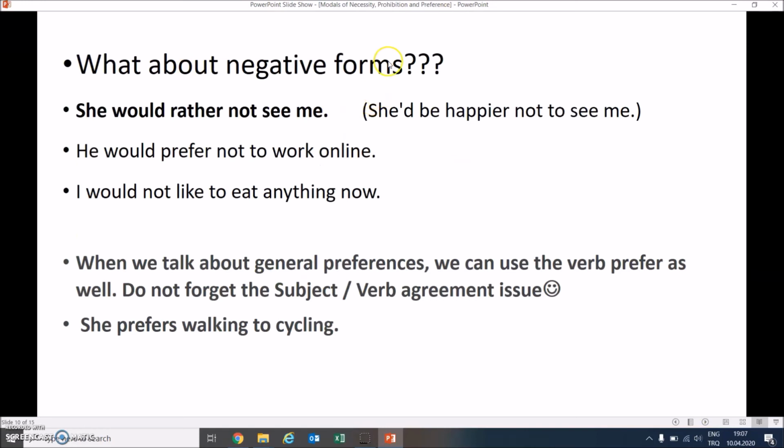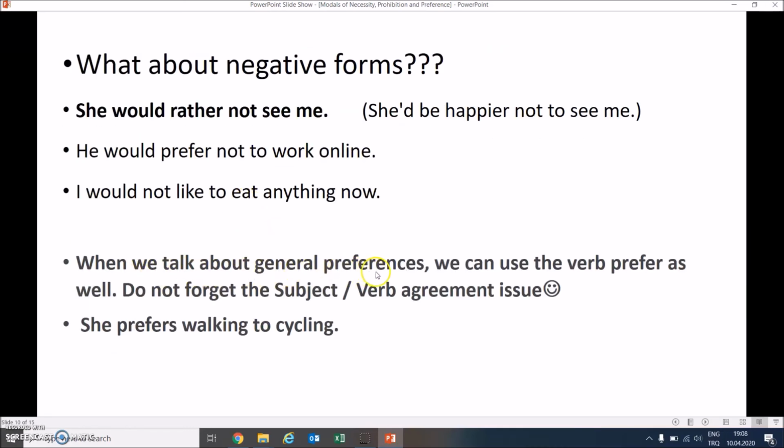And what about negative forms? She would rather not see me, which means she'd be happier not to see me. He would prefer not to work online. I would not like to eat anything now. So here, as you see, we put not after would rather and would prefer, but we put not between would and like, okay?